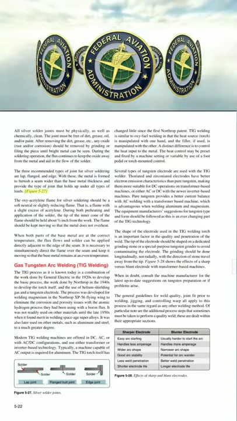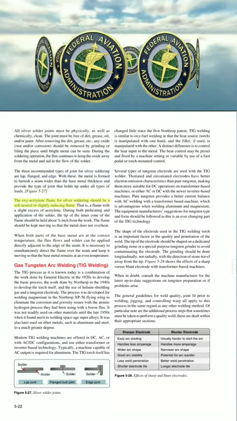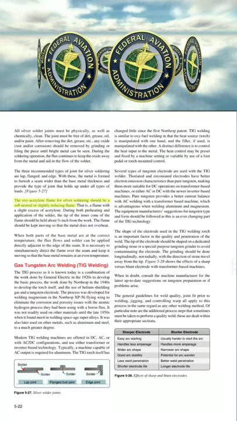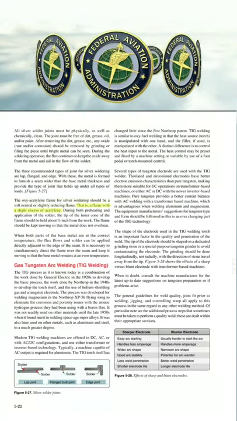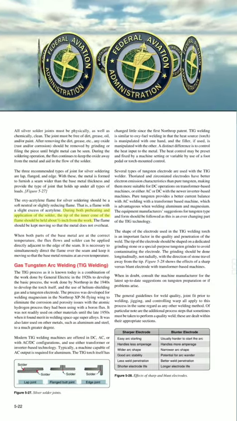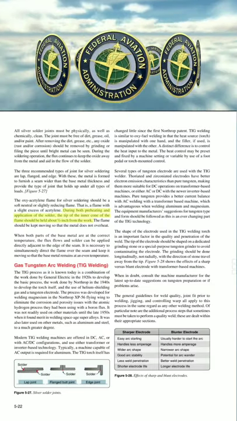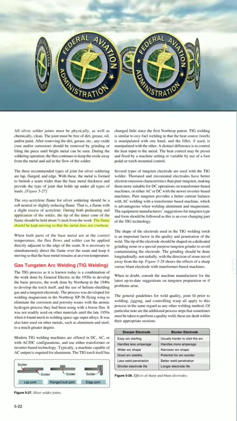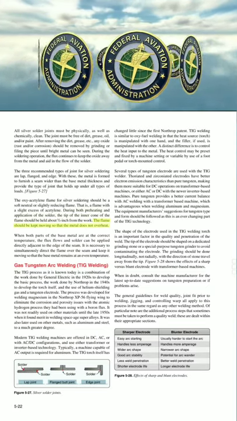Figure 5-27. The oxyacetylene flame for silver soldering should be a soft neutral or slightly reducing flame, that is, a flame with a slight excess of acetylene. During both preheating and application of the solder, the tip of the inner cone of the flame should be held about 1/2 inch from the work. The flame should be kept moving so that the metal does not overheat.